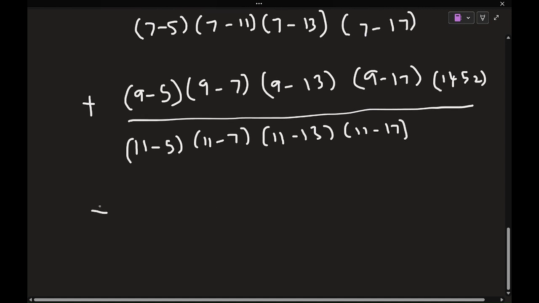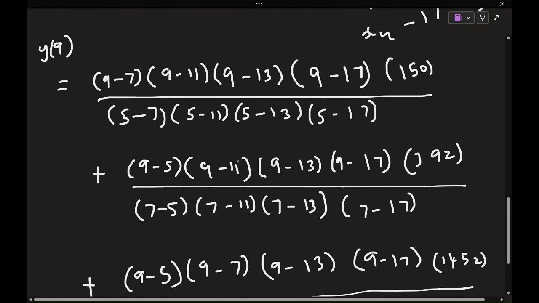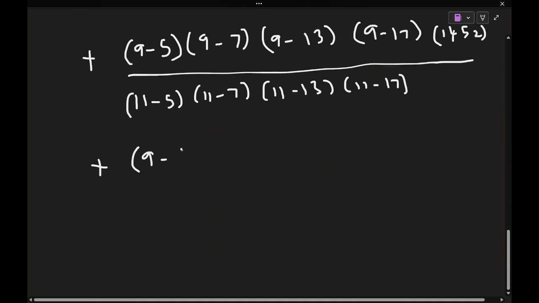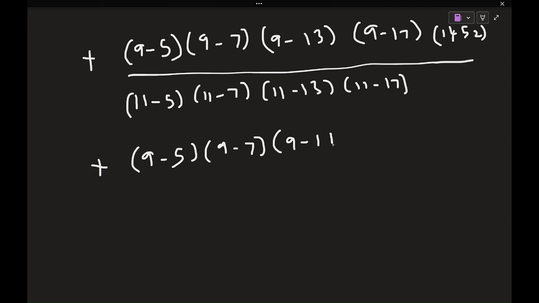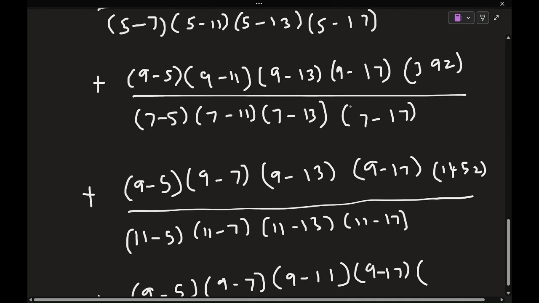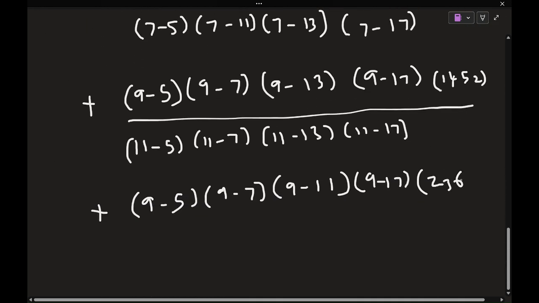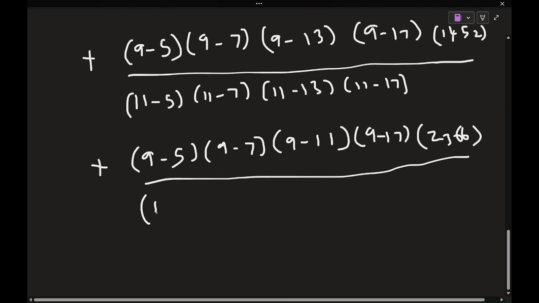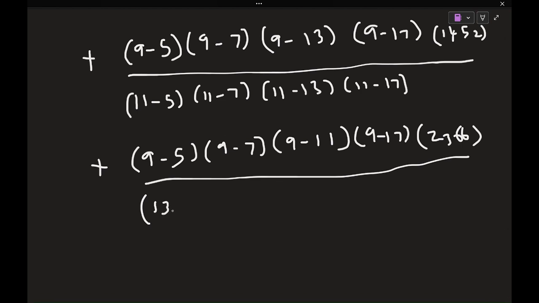Now the next one, I'm neglecting x3, so it will be 9 minus 5, 9 minus 7, 9 minus 11 and 9 minus 17. This into y3, which is nothing but 2366. This whole thing I divide by, since I'm neglecting x3, 13 minus 5, 13 minus 7, 13 minus 11 and 13 minus 17.